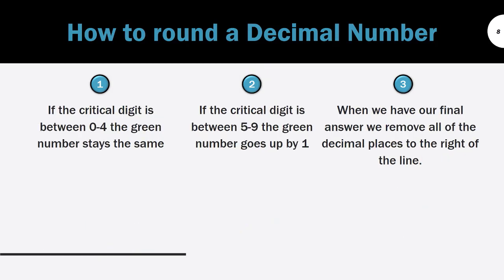If the critical digit is between 0 and 4, the green number stays the same. So we're talking about our critical digit here, which is the 9. If it is between 0 and 4, this number in green is going to remain the same, okay? However, that's not the case for us. The critical digit for us is between 5 and 9, okay? And it says if the critical digit is between 5 and 9, this green number here is going to have to go up by 1, okay? So if your critical digit is between 0 and 4, the number to the left of the line is going to stay the same.